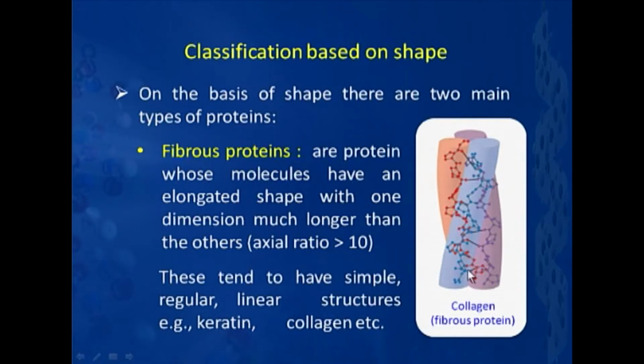That means the length of the molecule is much larger than the width of it. And this ratio, length to width, is referred to as the axial ratio. For fibrous proteins, this happens to be greater than 10. That means length is much larger than the width. So these tend to have very simple, regular, linear structures. Examples are keratin and collagen. The example of collagen is shown over here. So that is the kind of proteins we have. A large number of proteins belong to this category of fibrous proteins. They are long, elongated proteins.